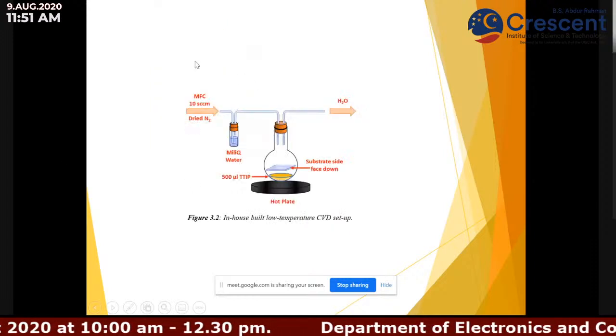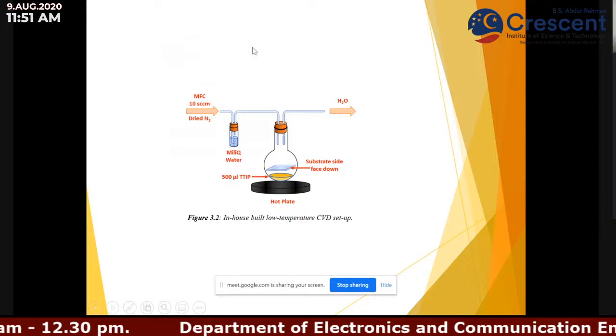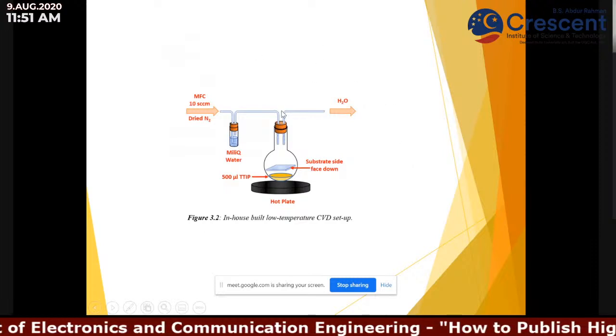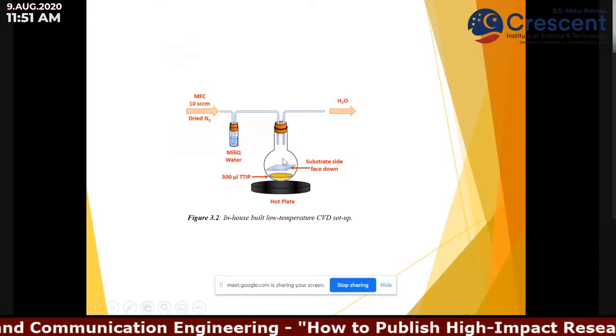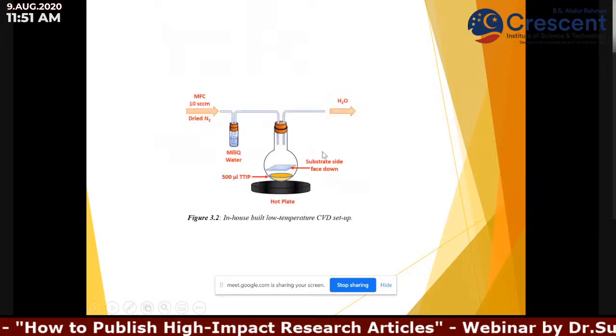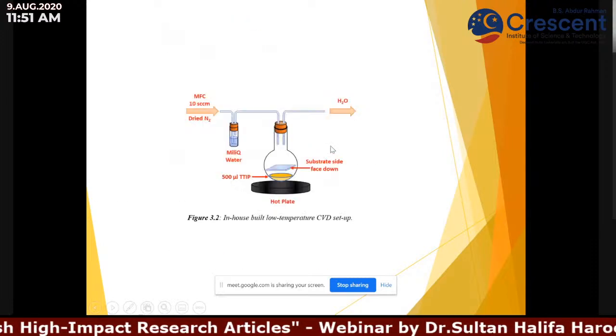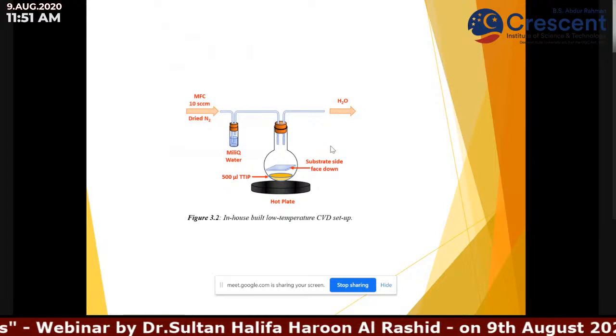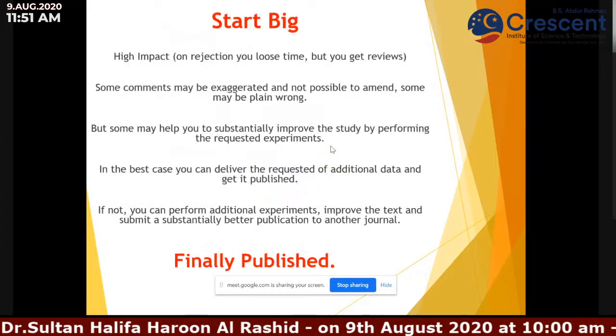And this is one of my experimental methods, which I drew using PowerPoint, and I put it in. So what I do is show everything to them so that they have no doubts about me, which is also a way of convincing the reviewer.